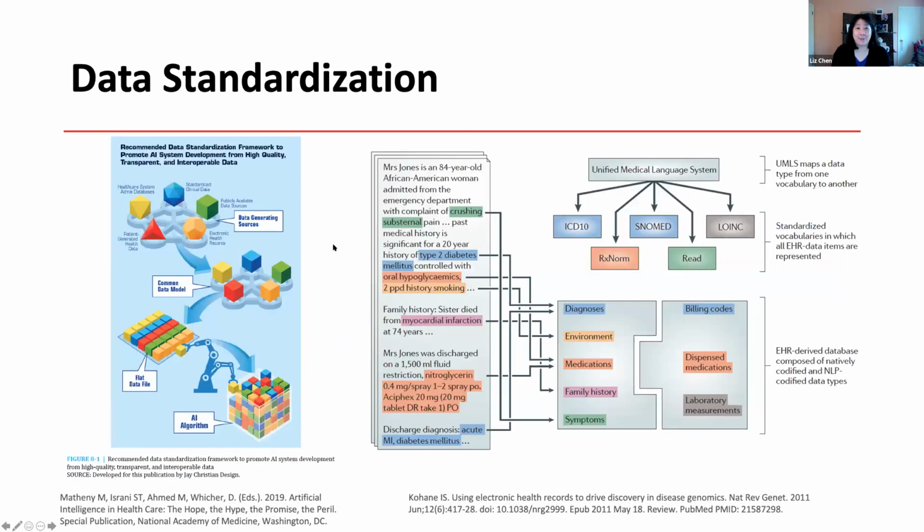Data standardization, I mentioned this a little bit, so you'll hear a lot about data models and common data models. One of the things they talk about in this National Academy of Medicine report for AI is the recommended data standardization framework to promote AI system development from high quality, transparent, and interoperable data. So this is when we need quality data, because that will produce quality results. We need to understand where the data are coming from, and they need to be interoperable. So if I wanted to do a study in my institution and share it with your institution, we basically speak the same language because we have essentially interoperable data.